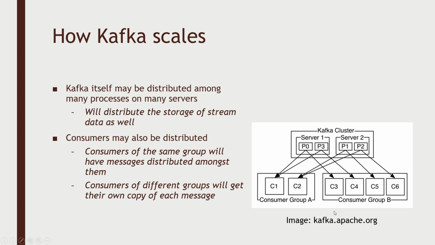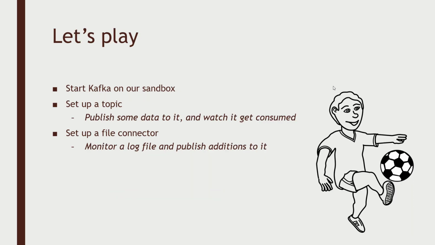You can also set things up so that each consumer has its own group, and in that case, each individual group will get its own copy of each message. That's what this image here is trying to show. I just lifted that from the Kafka website. But the point is, you can set things up to distribute the processing of data as it comes into a consumer group, or you can replicate that data to as many groups as you want. It's up to you. So with that background, let's play around for a bit.